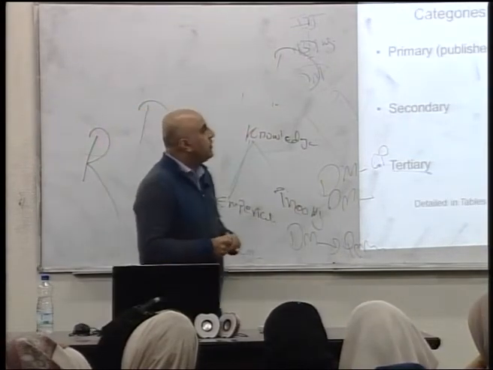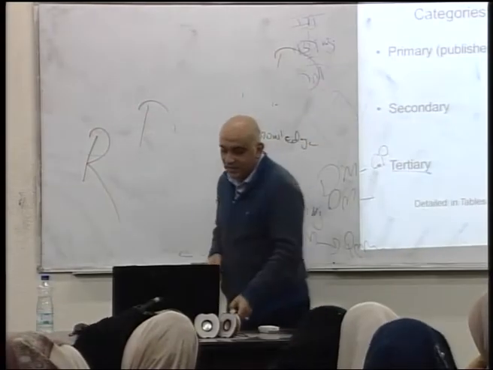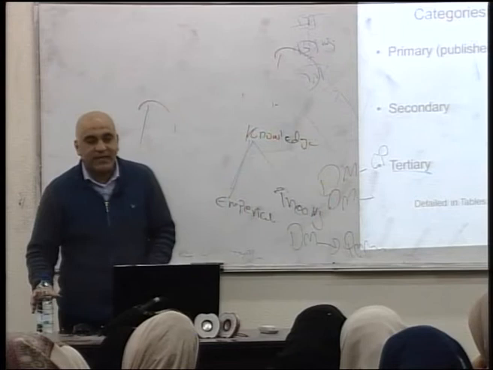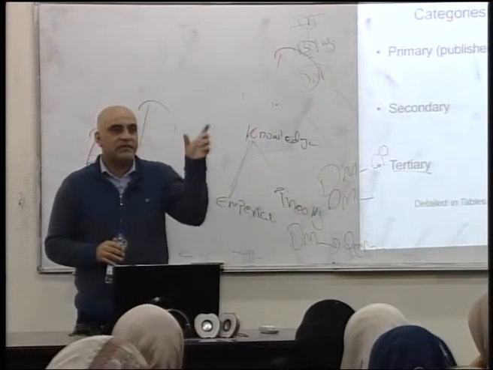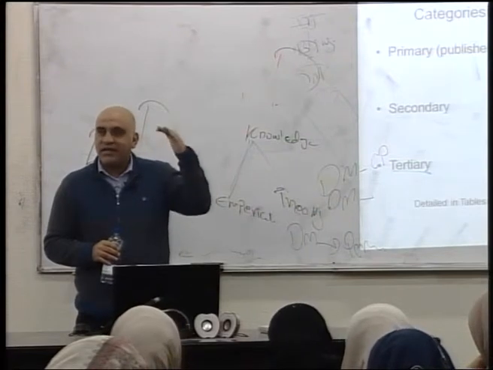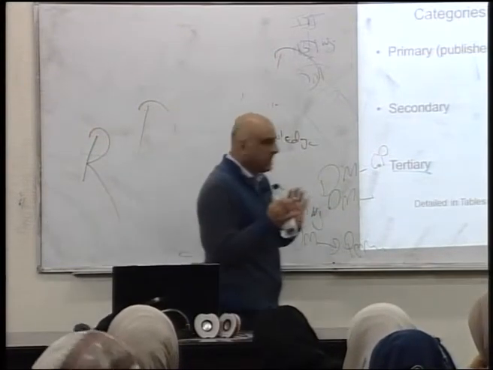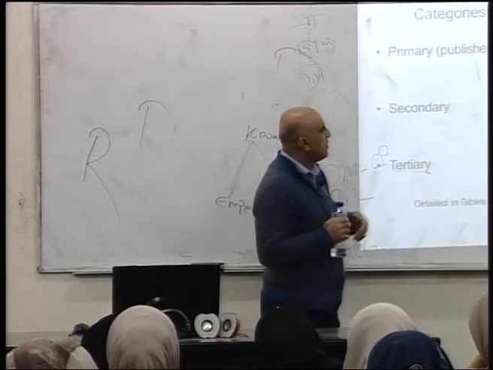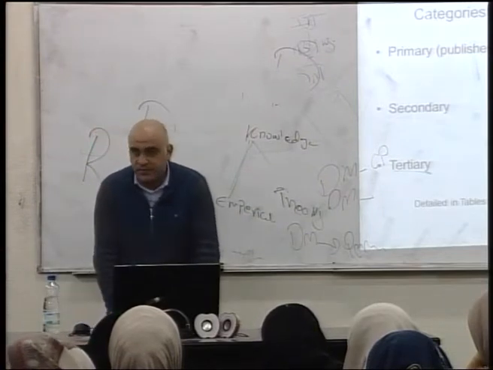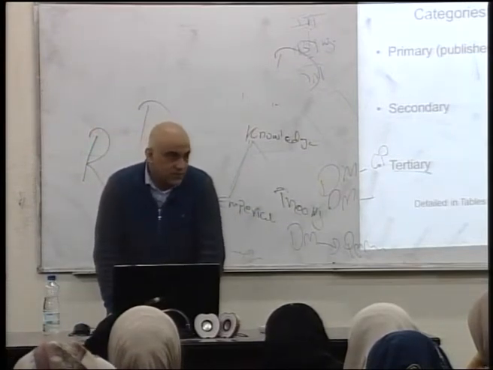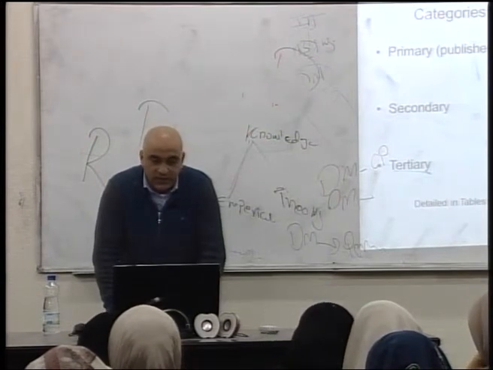The categories of literature sources. The sources of previous studies, and we also showed you through the library page, where there are books and theses. But we just categorize them into primary sources, which are published and unpublished, secondary sources, and tertiary sources, okay?